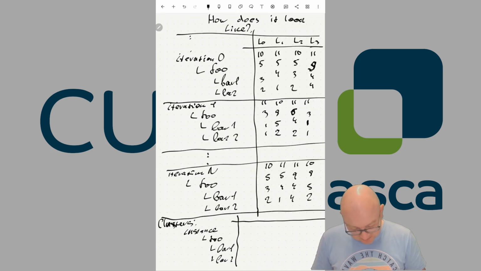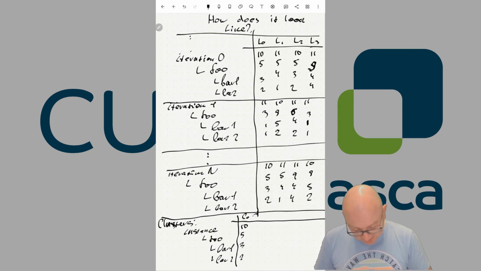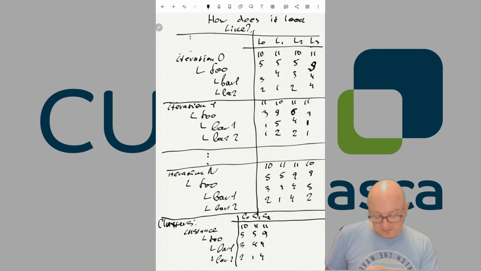So what kind of clusters do we have? We have cluster 0. So that is the 10, 5, 3, 2. Another cluster, 11, 5, 4, 1. So that would be cluster 1. The next one, 10, 5, 3, 2, it's already there. So it's another one, 11, 9, 4, 4. So cluster 2, 11, 9, 4, 4. Then we go to iteration 1 or location 0.